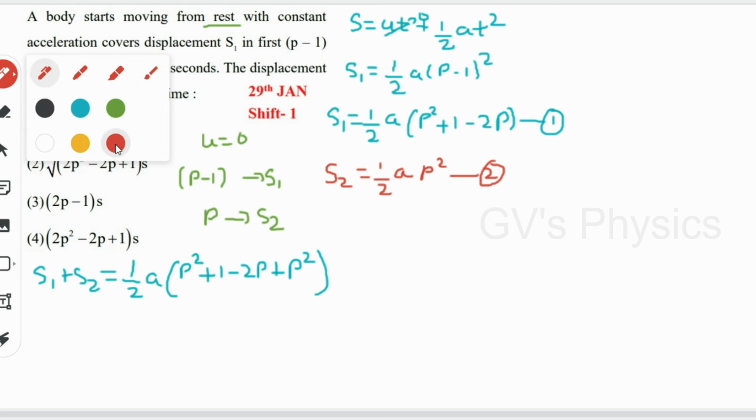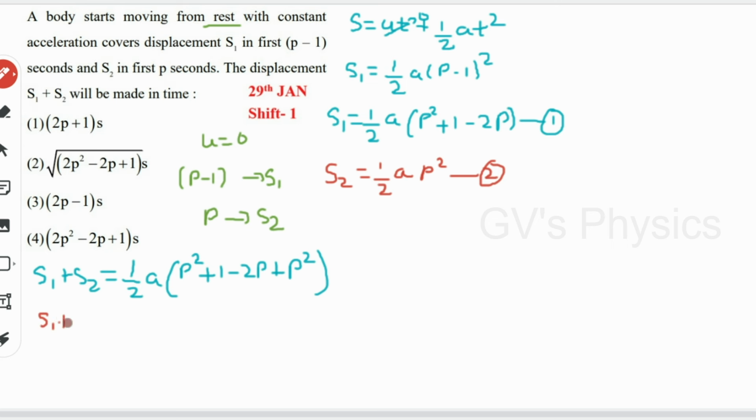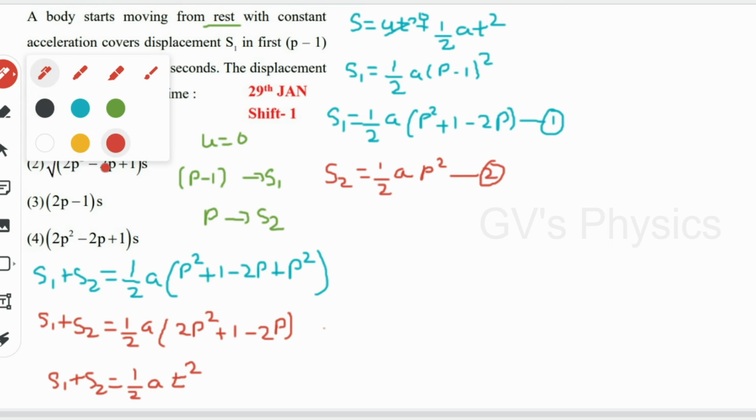And here it will be p square plus p square, which will be 2p square. So S1 plus S2 is equal to 1 by 2a into 2p square plus 1 minus 2p. And they're asking time, so we'll compare with the original equation. So S1 plus S2 is equal to 1 by 2a, and this is time, so we can substitute t square. They're asking time only, so we can compare both.